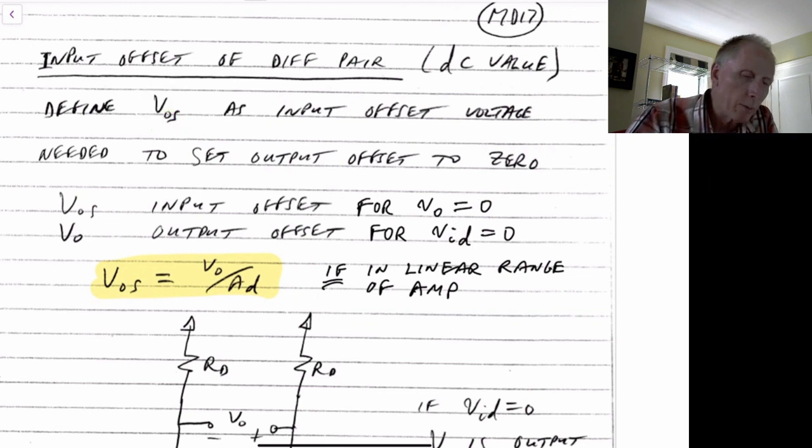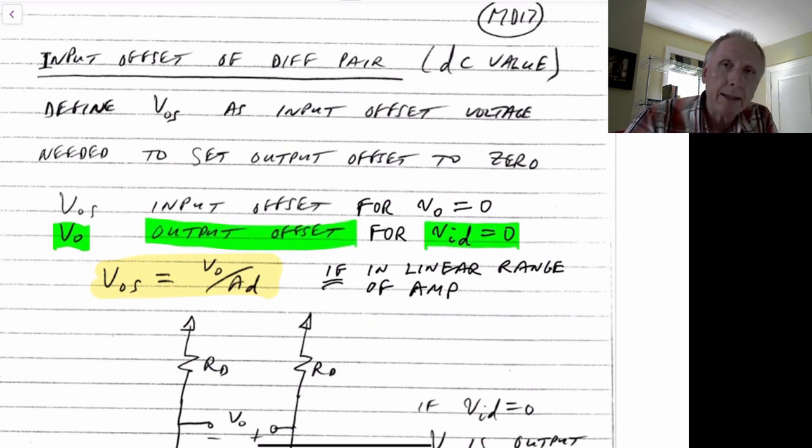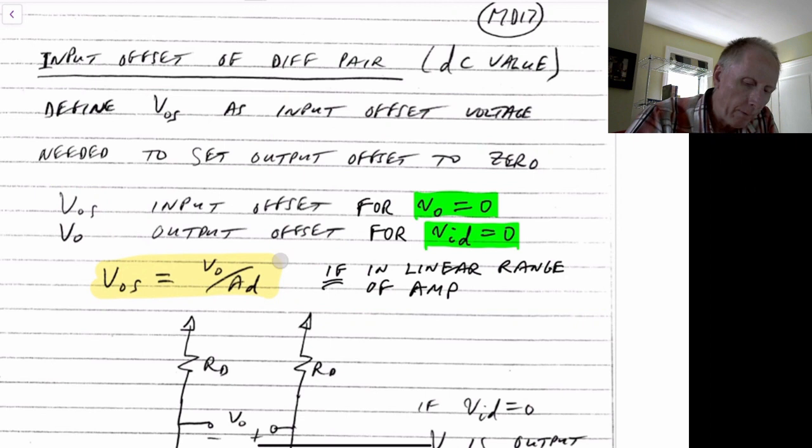We can write an equation between that and the output offset if we define the output offset as the voltage that occurs if we set VID equal to 0. So the first part here, VOS, is what we need. It's the VID we need in order to set the output equal to 0. The second part is, if we set VID equal to 0, this is what the output voltage will actually become. So it's the output offset.